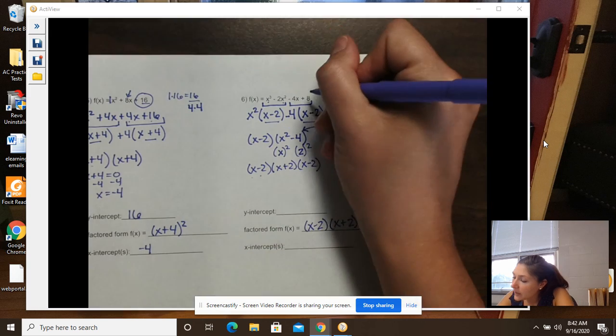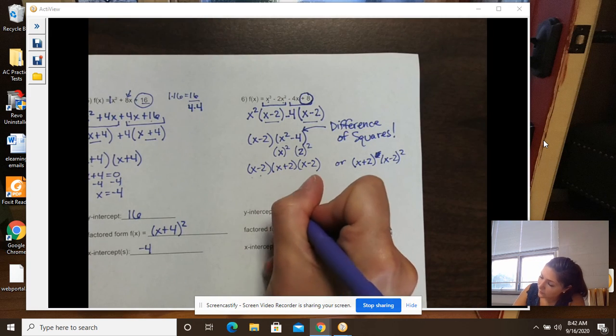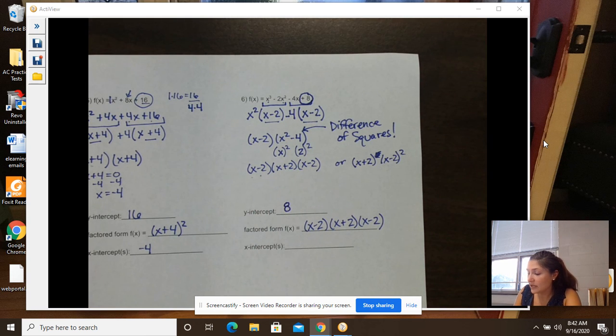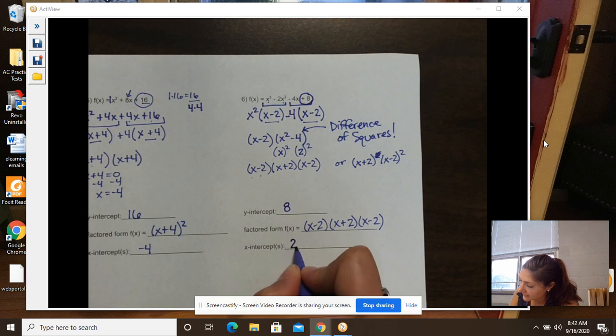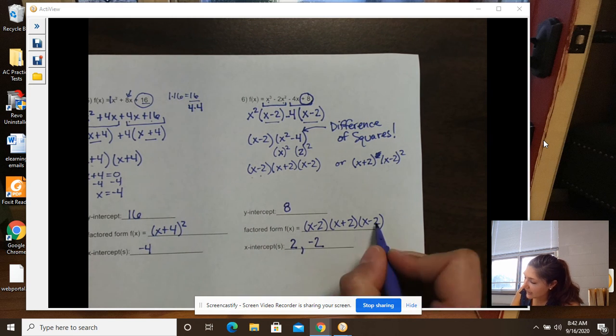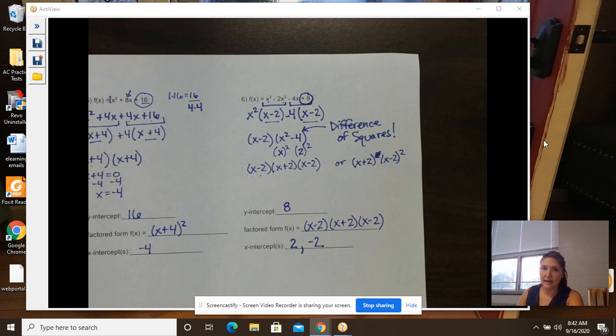intercepts. So that constant term at the end is our y-intercept. So our y-intercept is 8. And then our x-intercepts come from our factors. So from this x minus 2, I would get a positive 2. From x plus 2, I would get a negative 2. And then from here, this other factor of x minus 2, I would get another positive 2. Since it's already in my list, I don't need to write it again.